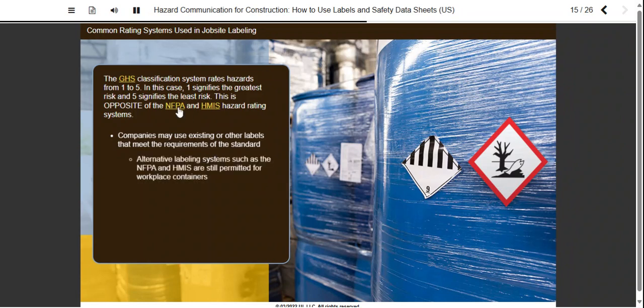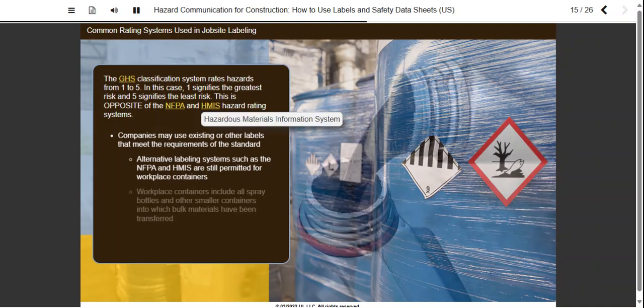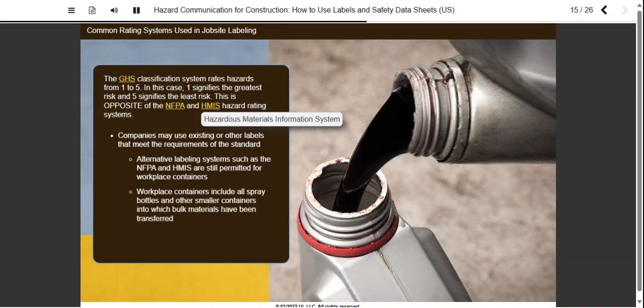Alternative labeling systems, such as the NFPA and HMIS, are still permitted for workplace containers. Workplace containers include all spray bottles and other smaller containers into which bulk materials have been transferred.